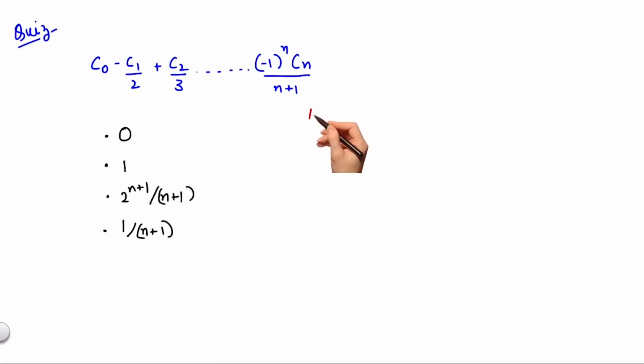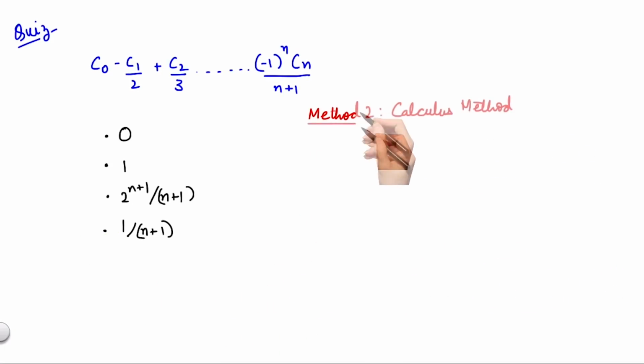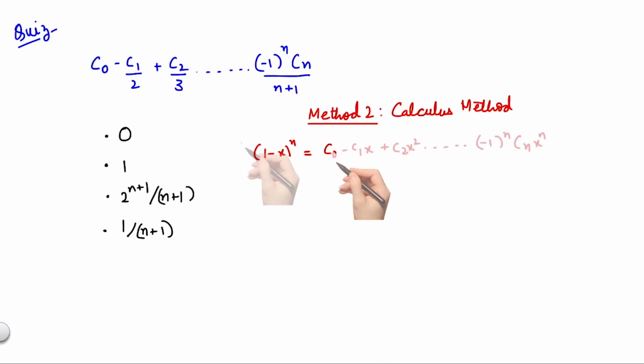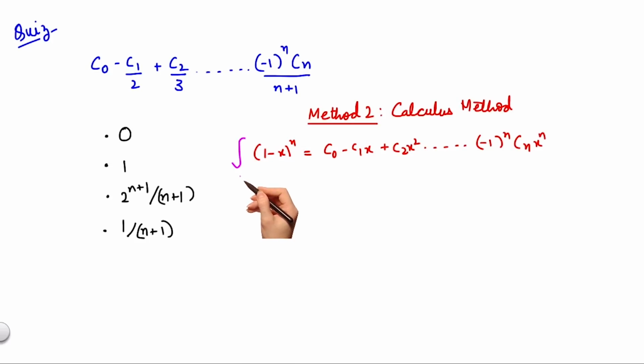Let's try to solve the same thing using the calculus method. This time I'll start with the series 1 minus x to the power n, since I need to get alternate plus minus signs. Again, I'll integrate with respect to x with ranges going from 0 to 1.